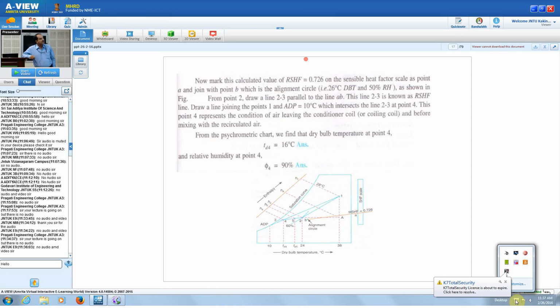And then where is point 4? This is the point 4. 2 to 3 is known as the R&C line. Draw the line joining the point 1 and ADP. ADP is given. That is operating dew point.